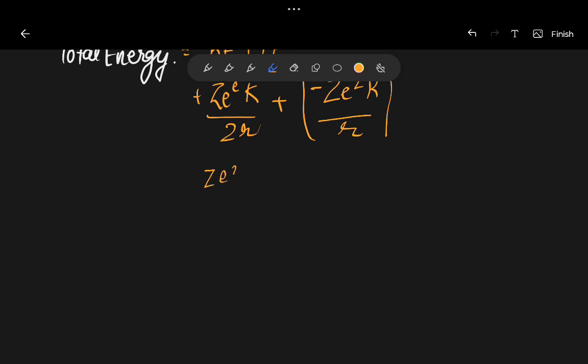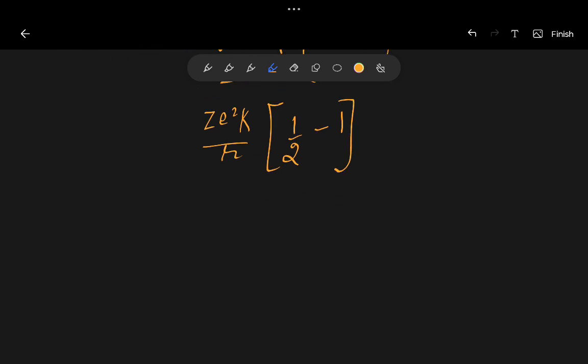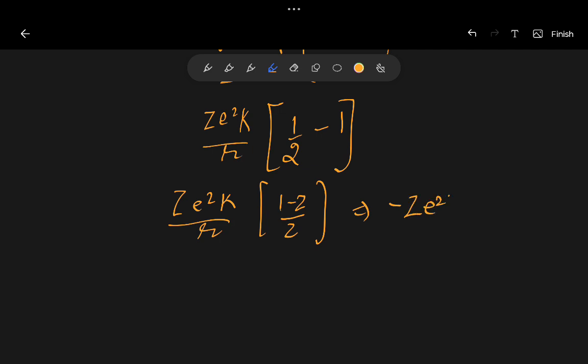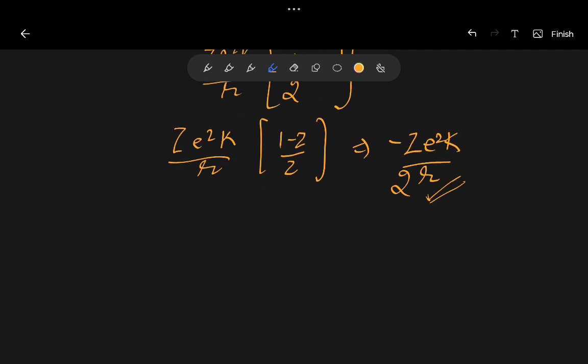Let's take Ze square K upon R common, so it will be half minus 1. Now let's solve it. Ze square K upon R times (1 minus 2) upon 2 will be negative Ze square K upon R. This is what you will get. So this is the formula for total energy, which is just the sum of potential energy and kinetic energy.